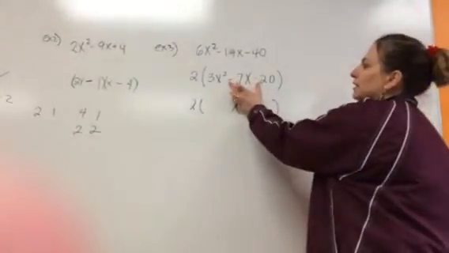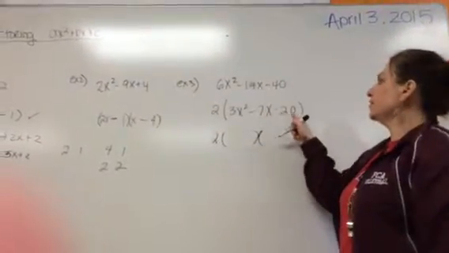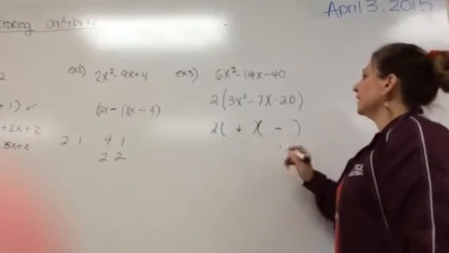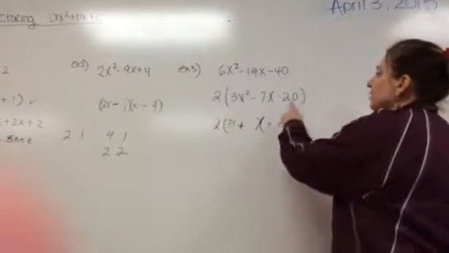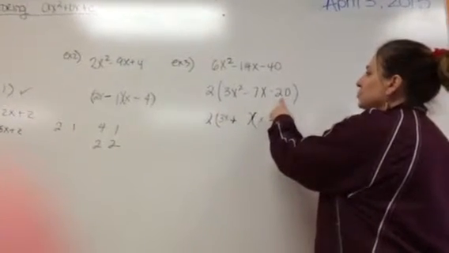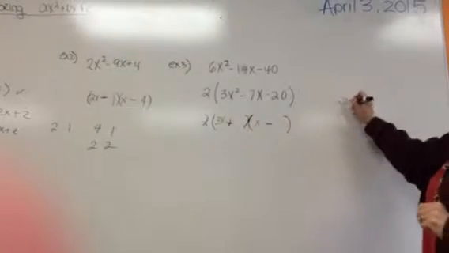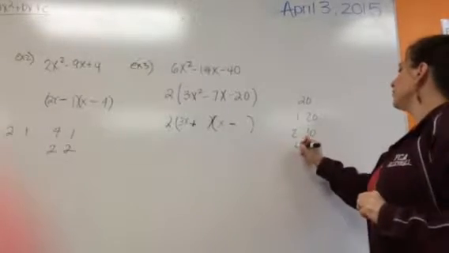So remember when it's negative and negative, what do we do? To get a negative here, you're going to have one positive and one negative. I know this is going to be 3x and this is going to be x. So now I have to figure out how I can factor 20 to combine to get 7. So 20's factors are 1 and 20, 2 and 10, 4 and 5.